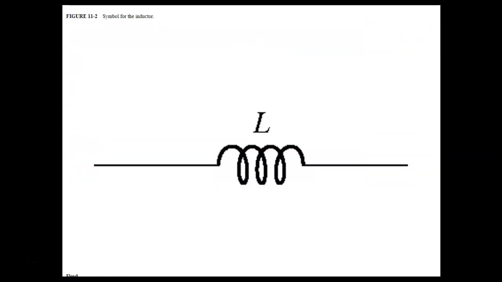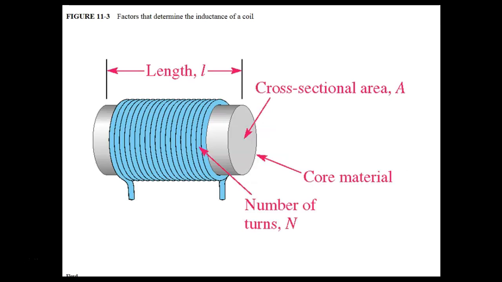So this is the symbol of an inductor. What determines the inductance, of course, is the number of turns of wire, how close you get them together, the length of the wire, and then what you wrap it around. We have air core, or we have different ones, where we have to set the cross-sectional area and how close we get them.